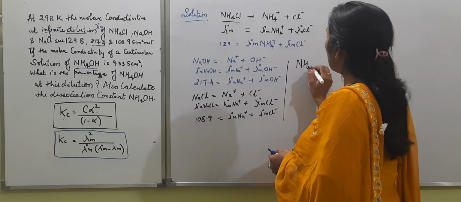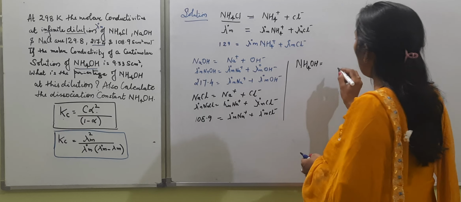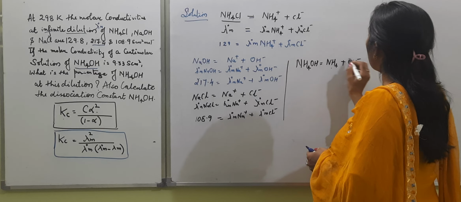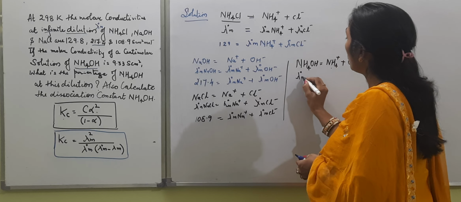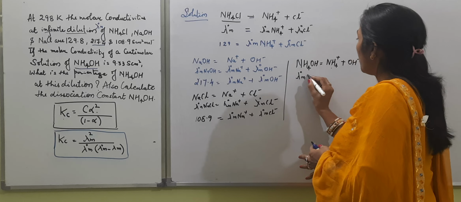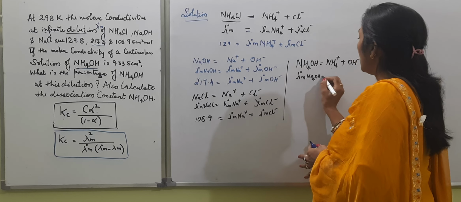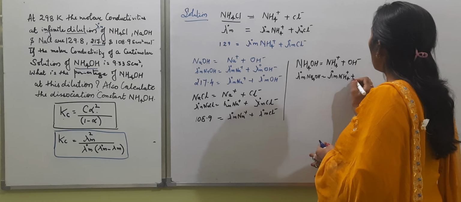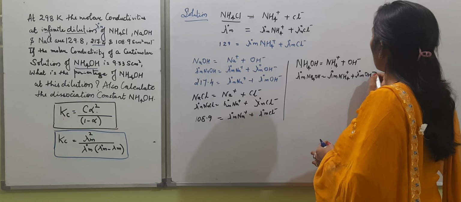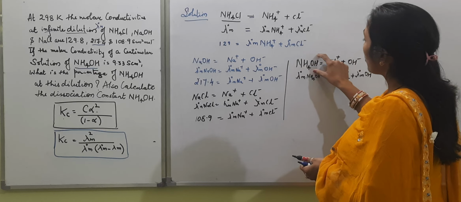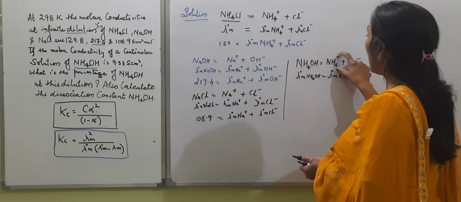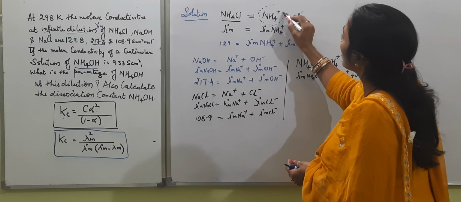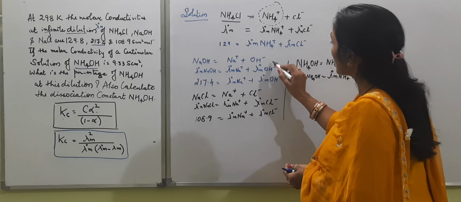ammonium hydroxide can be written as ammonium ion plus hydroxide ion. So that is limiting molar conductivity of ammonium hydroxide equal to the limiting molar conductivity of ammonium ion plus the limiting molar conductivity of hydroxide ion. Now means this ammonium hydroxide will dissociate into ammonium and hydroxide. So means मुझे ये वाला ion चाहिए and I have to take this ion.